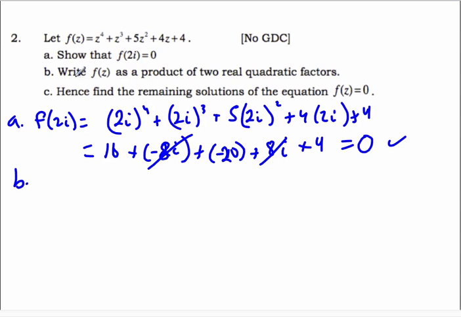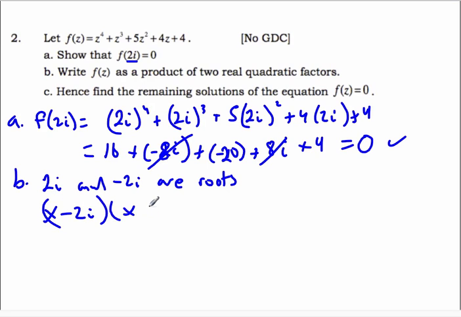So part b, f(z) is a product of 2 real quadratic factors. Alright, so we just showed that 2i is a root. So we know that 2i and negative 2i are both roots. Okay, so that means we can make a quadratic out of these with x minus 2i times x minus negative 2i, which is x plus 2i. And that gives us x squared plus 4. So that is one of the quadratics.